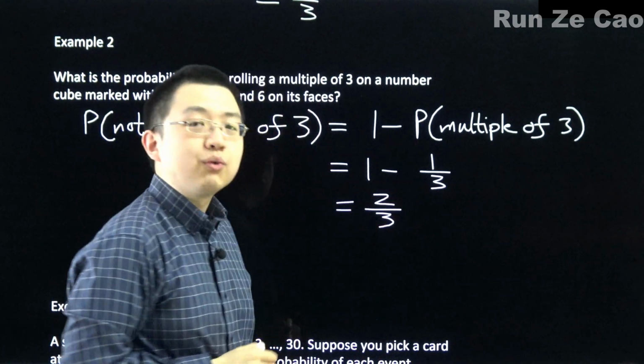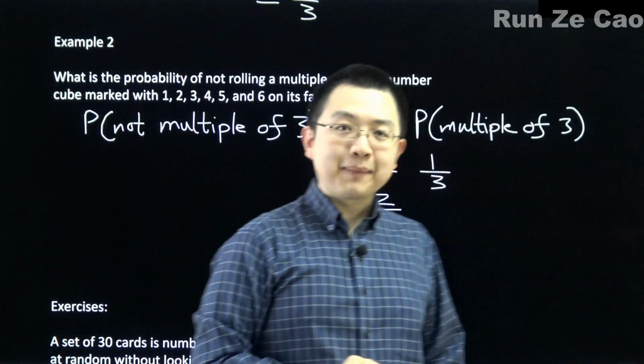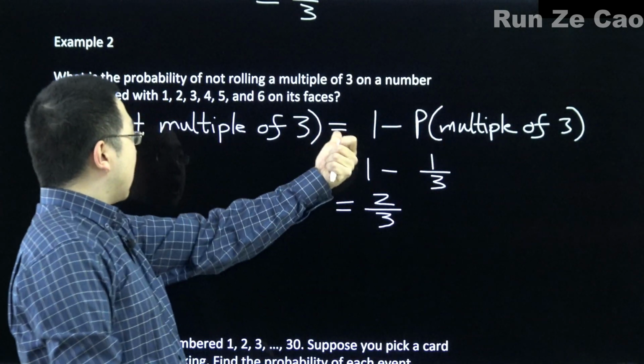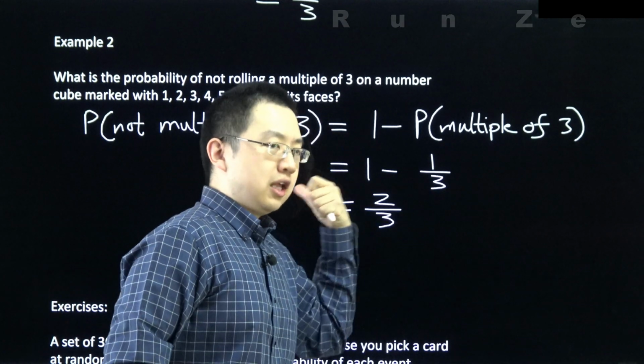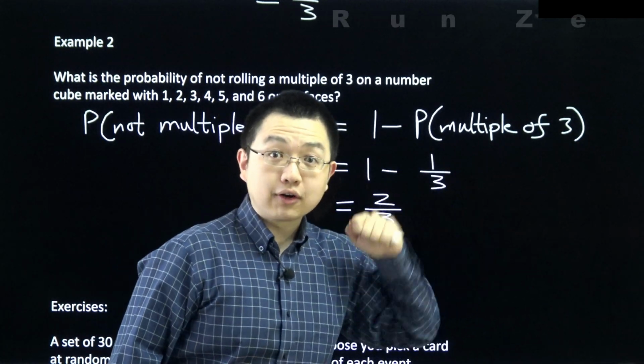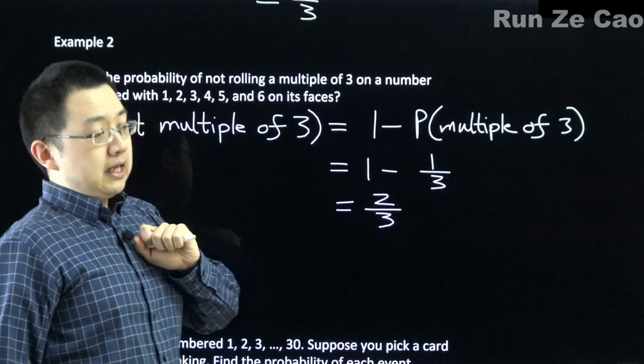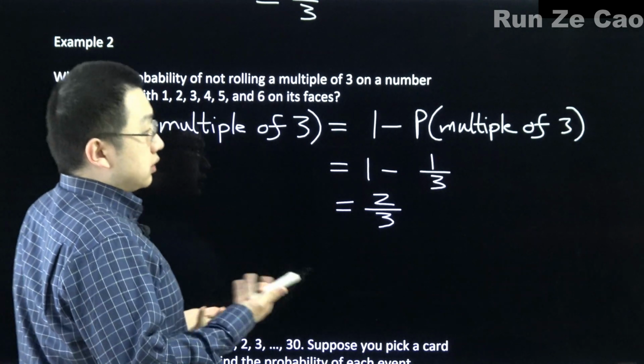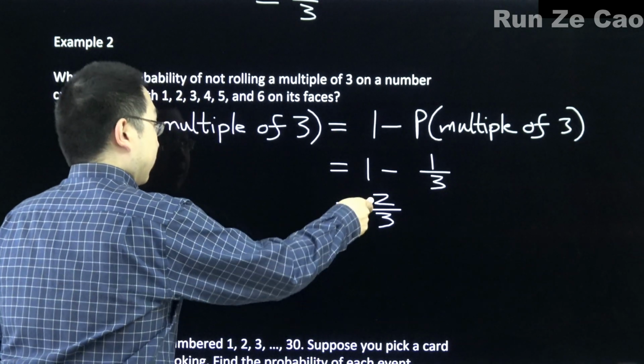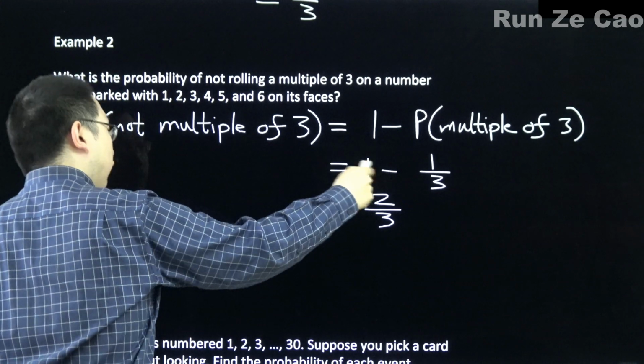Of course, technically, we could have gone with the number of outcomes that are not multiples of 3 divided by the total number of outcomes, which would still have given us the same answer of 2/3, or rather 4/6 first.